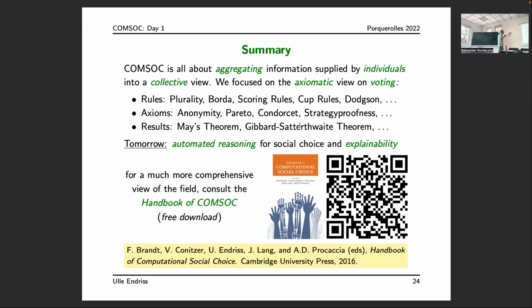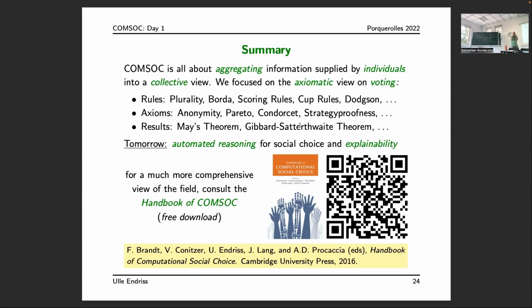I've shown you examples of concrete rules, so plurality, Borda, and so on. I've shown you examples of concrete axioms like anonymity, Pareto, and so on, that are properties that we care about in voting rules. And I've shown you examples of results that show, in the case of May's theorem, for example, look, this is a good rule according to these axioms. Or Gibbard-Satterthwaite, the last theorem, that says, look, there is no good rule according to these axioms. And then I also showed you many examples like this rule satisfies or does not satisfy this particular axiom, which is a bit less exciting mathematically, but concretely still tells us useful things about how to do things.